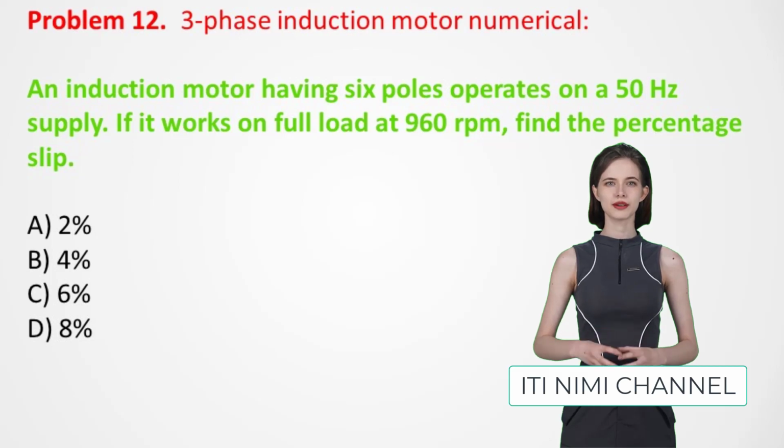Problem 12. An induction motor having 6 poles operates on a 50 Hz supply. If it works on full load at 960 rpm, find the percentage slip.